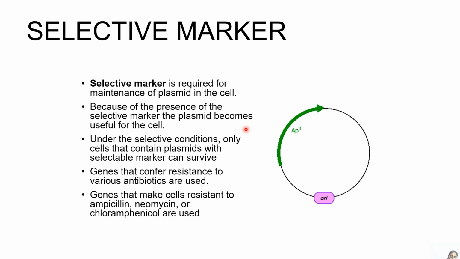The selectable marker, which we have talked about also, is required for the maintenance of the plasmid inside the cell. Because of the presence of the selectable marker, the plasmid becomes useful for the cell. So under selective conditions, only cells that contain plasmids with the selectable marker can survive, and genes that confer resistance to various antibiotics are used. So genes that make cells resistant to ampicillin, neomycin or chloramphenicol are used.